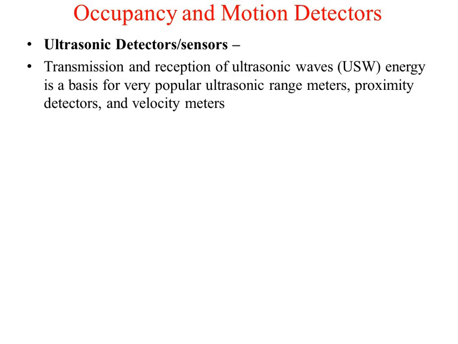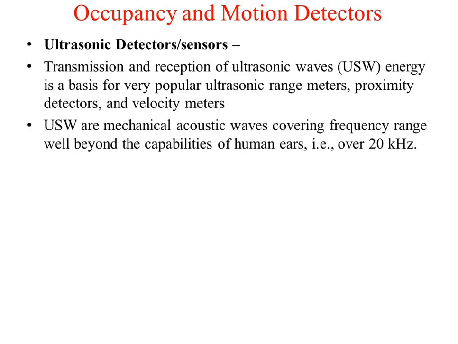Ultrasonic wave energy is the basic principle used for ultrasonic range meters, proximity detectors and velocity meters. Ultrasonic detectors are used in many applications: level measurement, displacement, proximity detection, occupancy. So n number of applications are there for ultrasonic detectors, but how ultrasonic detectors and sensors are used for occupancy and motion, that we are going to see.